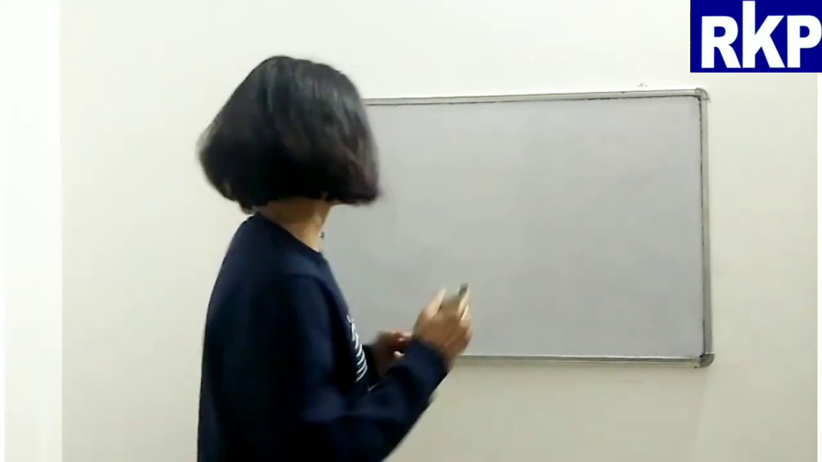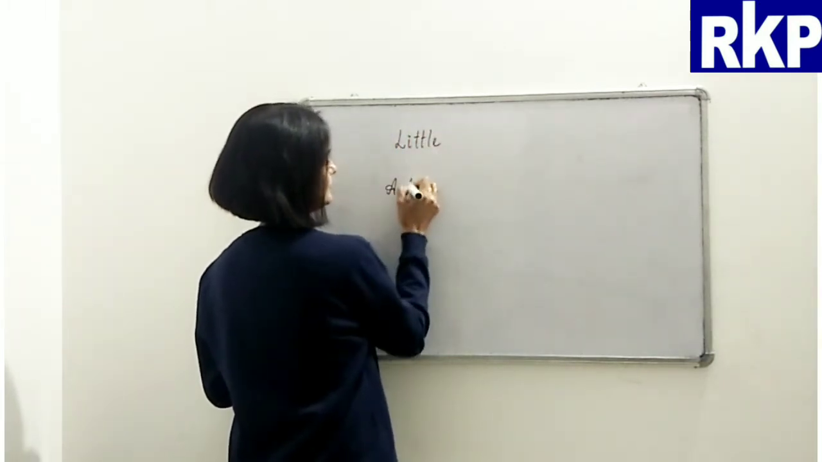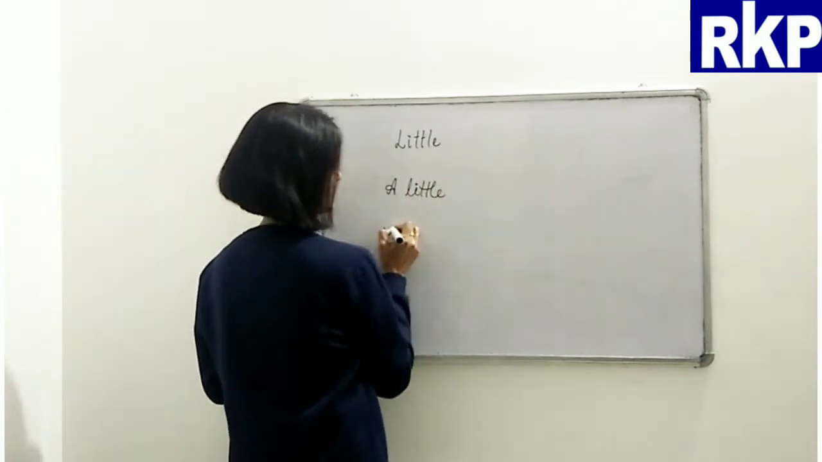Now, we'll continue with the same topic, that is determiners, right? And in our last video, we were talking about quantifiers, and we have discussed many quantifiers, right? So today we are going to talk about three very important quantifiers together: little, a little and the little.